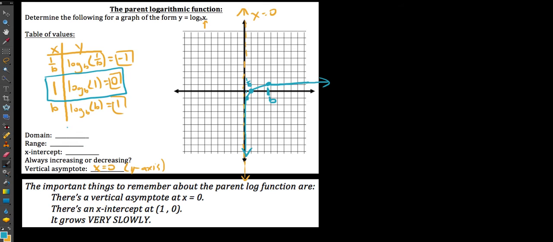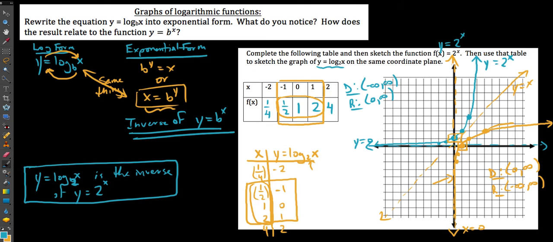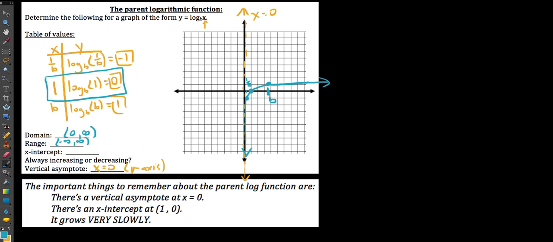In terms of domain, let's write a few things here. Any log parent function is going to have a domain of 0 to infinity and a range of negative infinity to infinity, which is worth noting is the exact inverse of what we see with exponential functions. In terms of x-intercept, we always go through (1, 0). Lastly, is it always increasing or decreasing? Logarithmic parent functions are always increasing. We're talking about the parent function there. So, important things: there's a vertical asymptote at x equals 0, there's an intercept at (1, 0), and we always table these three values here.